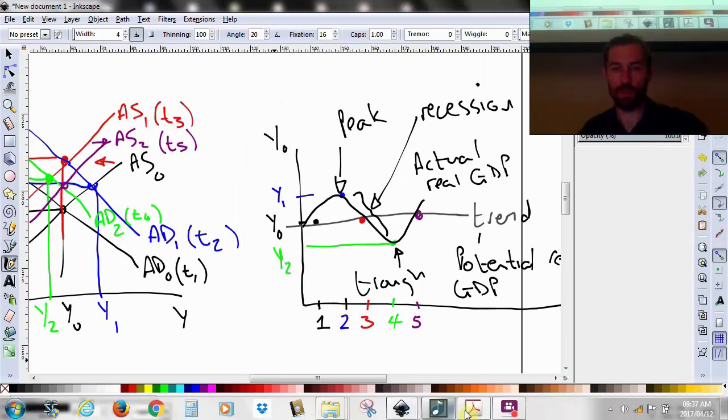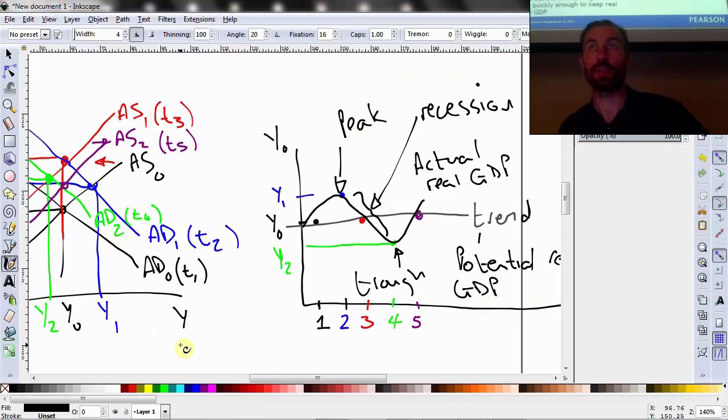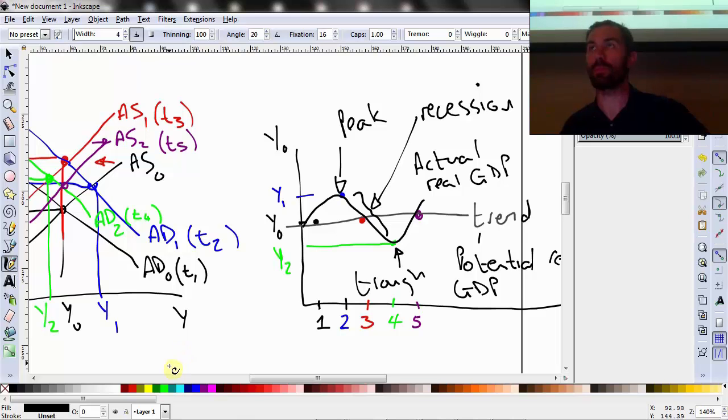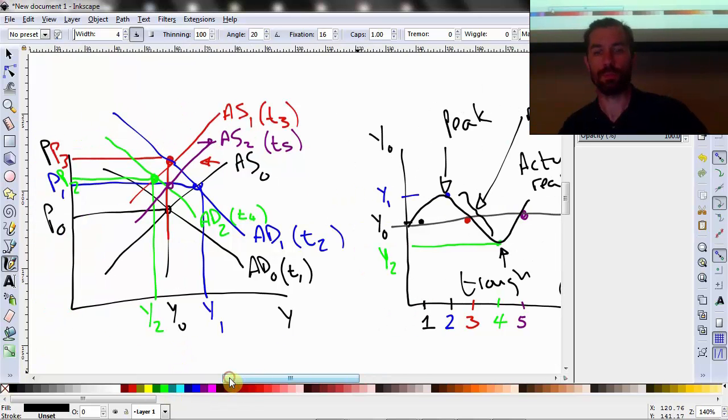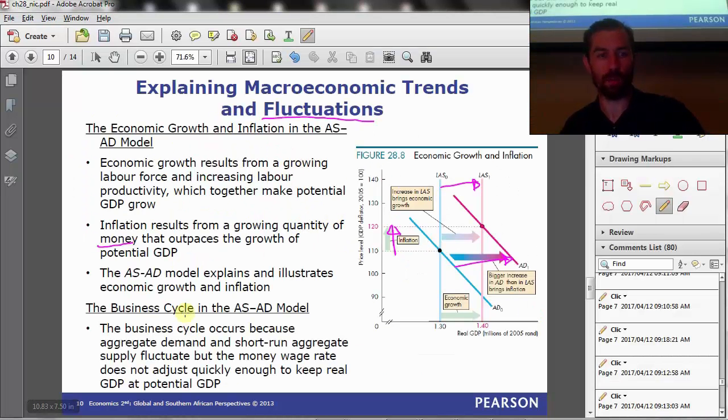Oh, not what I wanted. So the business cycle occurs because aggregate demand and short-run aggregate supply fluctuate, and the money wage rate does not quickly adjust to keep real GDP at potential GDP. Does that sentence there make sense in light of this diagram? You get what I'm saying? Okay? This diagram here is a discussion of this little sentence here.